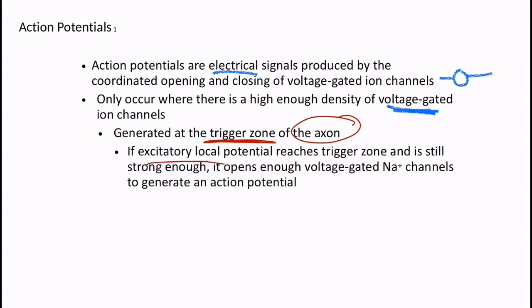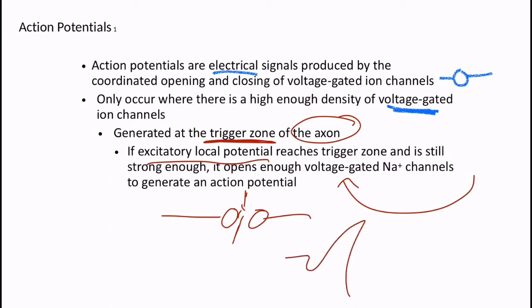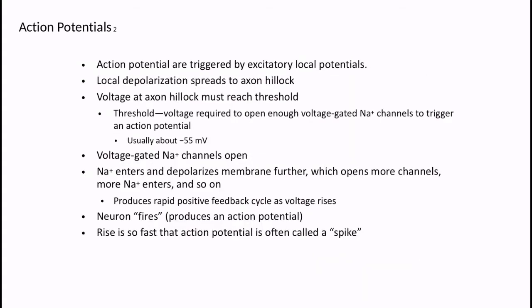So if an excitatory local potential reaches the trigger zone and it's still strong enough, what's going to happen is it's going to pop open those channels, right? And they are going to allow charges to move through with different types of ions. And that's going to send us into an action potential. It's important to remember we looked at excitatory postsynaptic potential and inhibitory postsynaptic potential. But the action potential is only going to be triggered by excitatory, right? Inhibitory is going to turn it down.